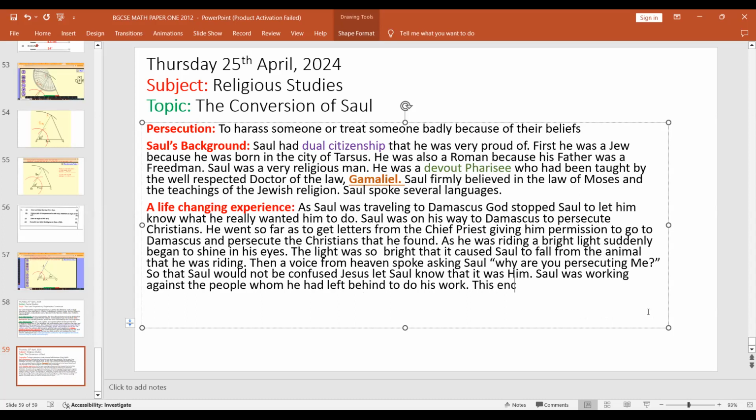This encounter allowed Saul to realize that what he was doing was wrong, and that he should be helping Christians and not hurting Christians.